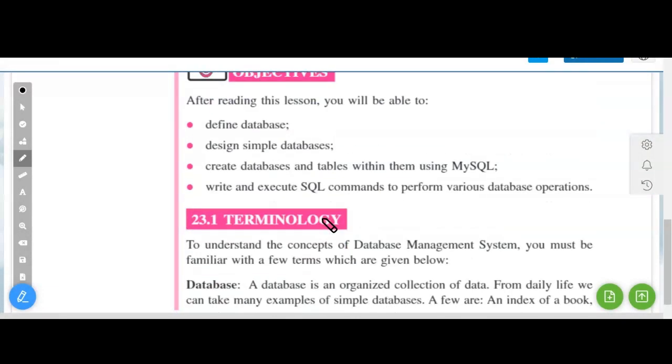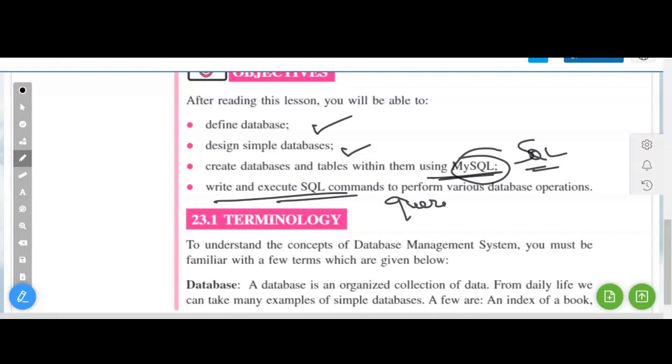Now let's see what the objective of this chapter is. We have to define what a database is, and we have to design some databases, and we are going to learn about MySQL, what it is. It's software that uses the SQL language, and we will learn what SQL means, and how to write and execute SQL commands. SQL commands, we call them queries.